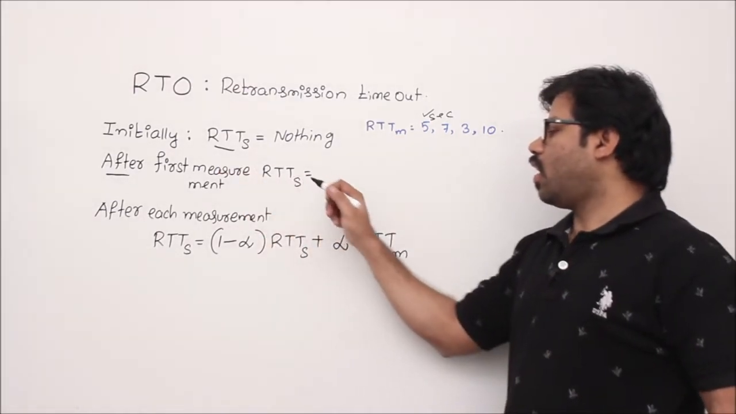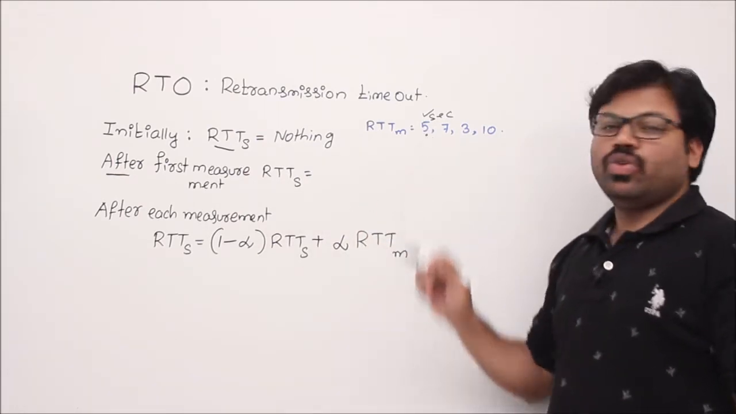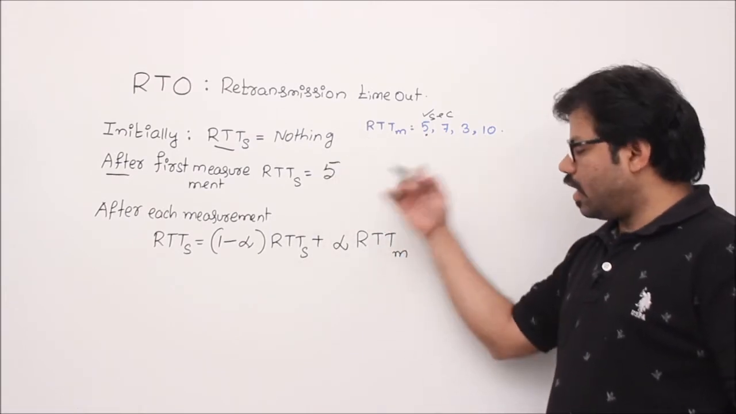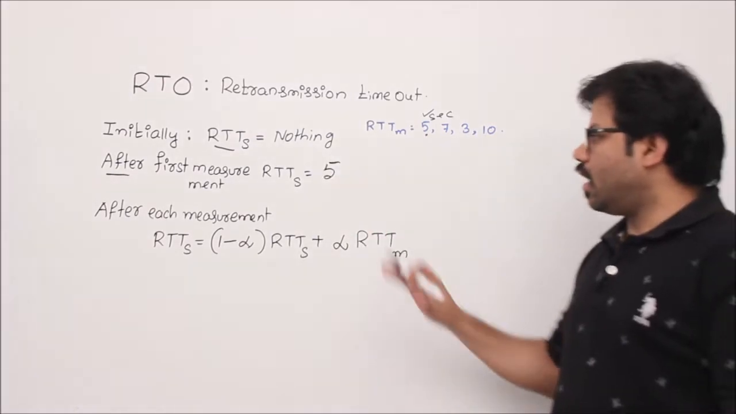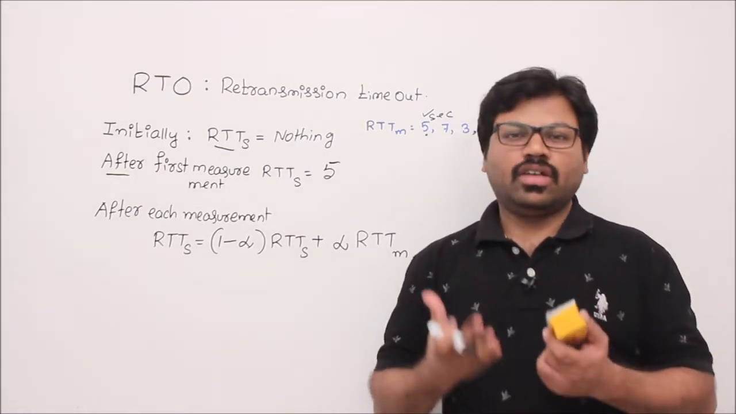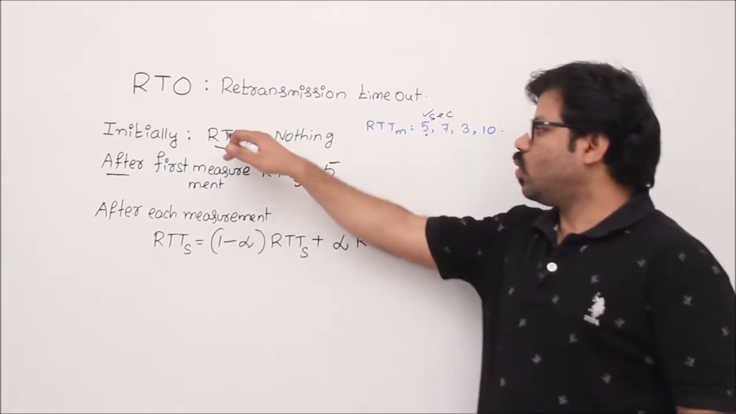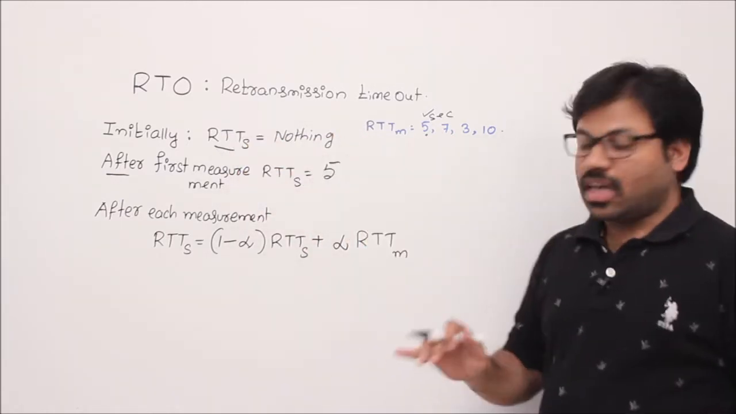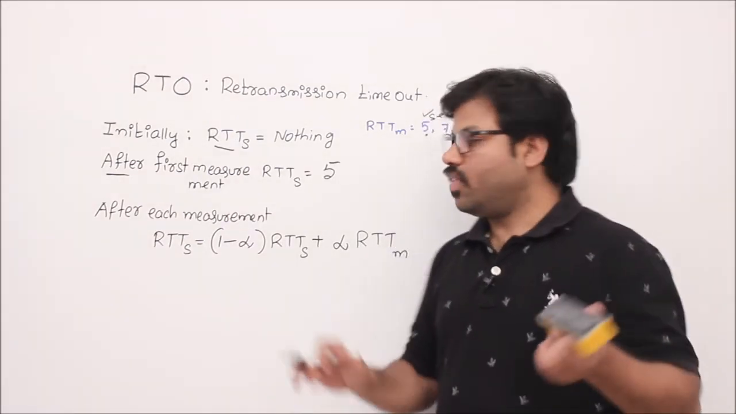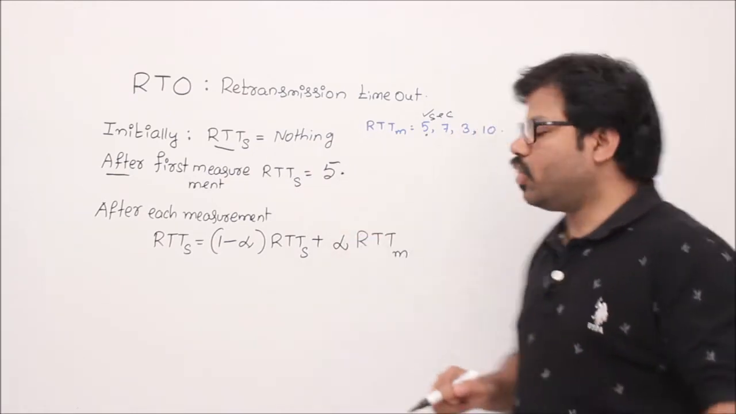See, simply RTT smooth is nothing but this value, because you have only one value. When you have only one value, simply take that as the current value. That means currently I have only one piece of information, and that itself is my data. RTT smooth is now 5. So these two are initializations. Now onwards we are going to change our RTT smooth based on the previous value, because now we have a previous value and a new value. We'll see how.